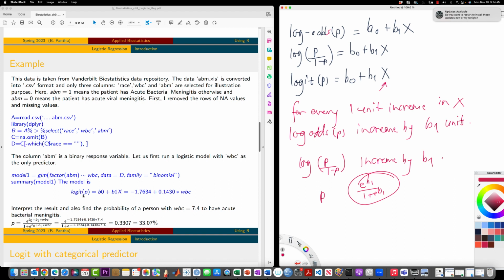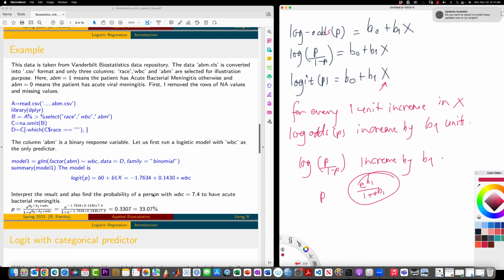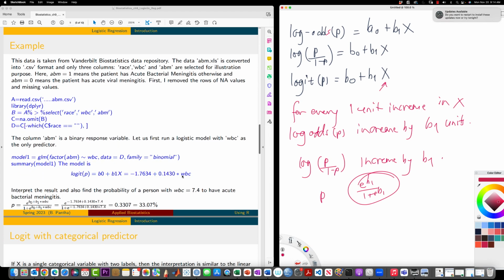So logit P equals B0 plus B1x, that's what we found. How do you interpret the result? Because WBC is a numerical X value, for every 1 unit increase in WBC, the log odds will increase by 0.1430.